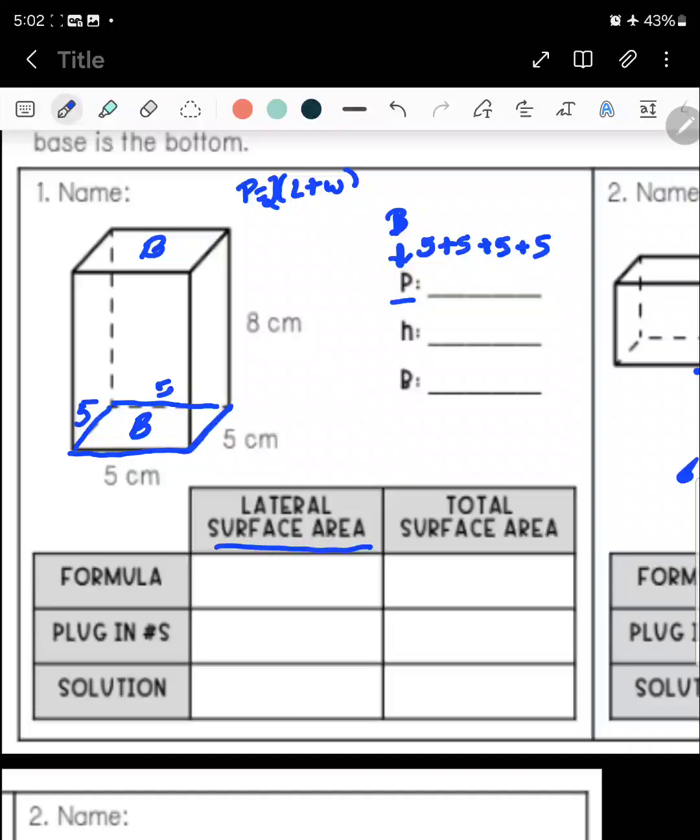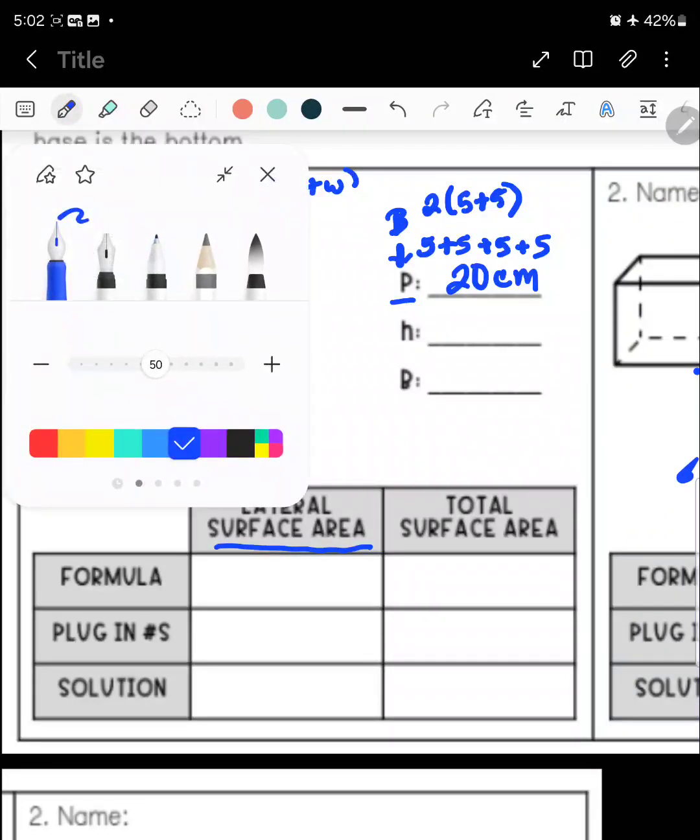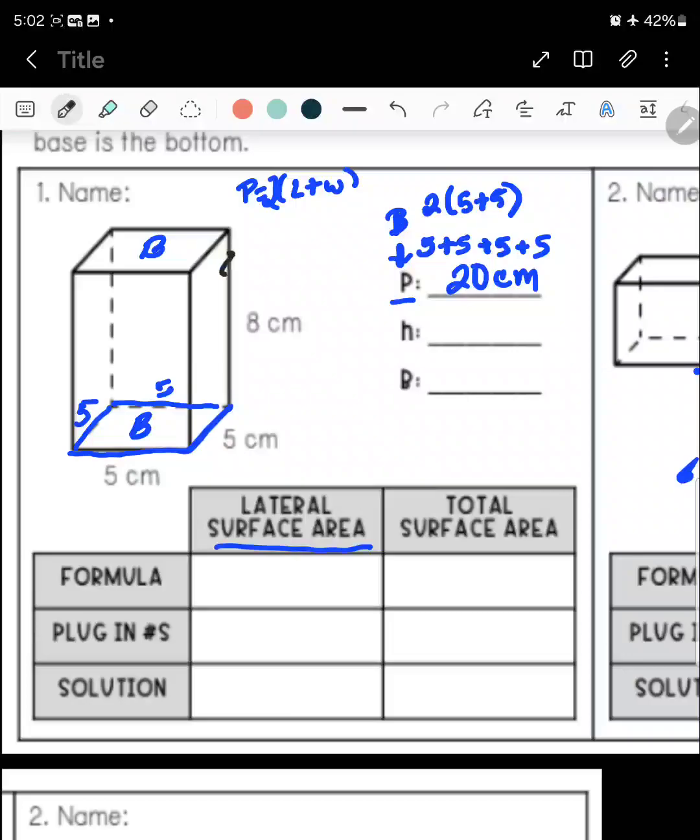So this is how I'm going to do it. Again, if you want to do it this way, 2 times 5 plus 5, it's the same thing. 5 plus 5 is 10. 10 times 2 is going to give us 20. So that's the perimeter of your base. Your height, I mean, that one's pretty simple. Your height is right here. It's 8.